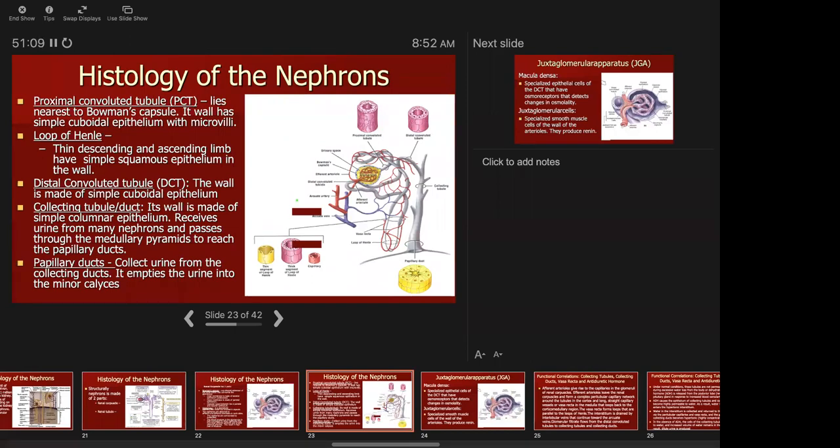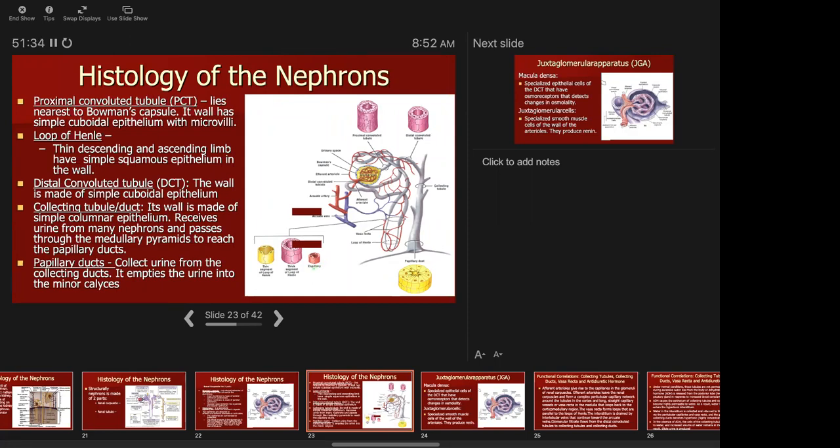Okay, before we leave, if you take each component of the tubule, you find that the epithelium is different. So look at what happened in the thin segment of the loop of Henle. Look at the cell. The wall is made of simple squamous epithelium. Are you following? If you take the thick segment of the loop of Henle, you see a simple cuboidal epithelium.